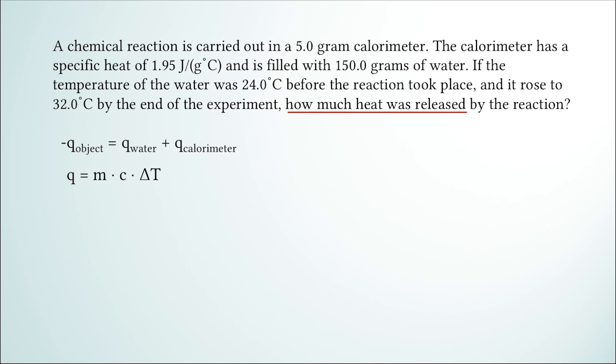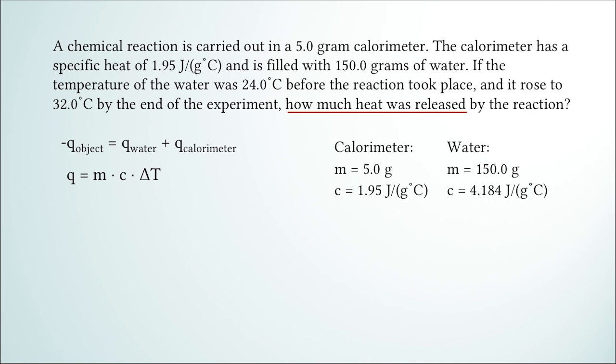We're given the information for those values for both the water and the calorimeter. The mass of the calorimeter is 5.0 grams, and its specific heat is 1.95 joules per gram degrees Celsius. The mass of water is 150.0 grams, and we know the specific heat of water is 4.184 joules per gram degrees Celsius. We can calculate our change in temperature.